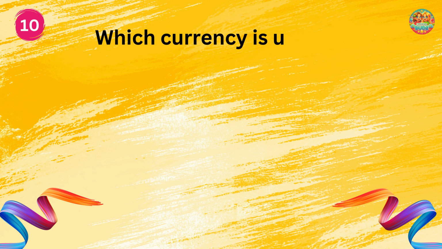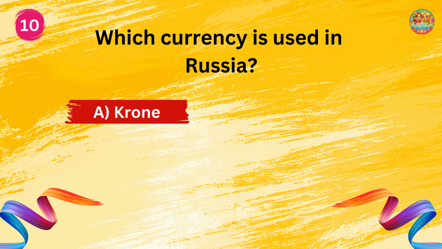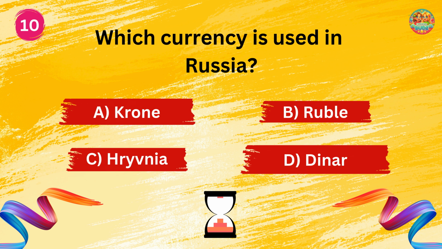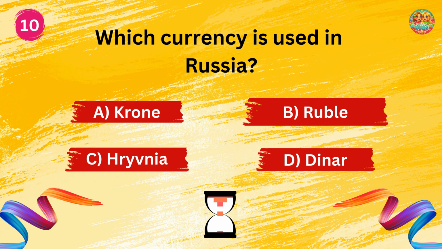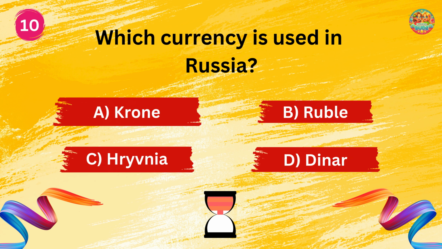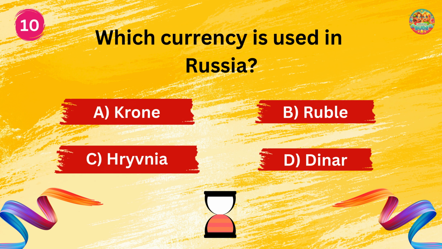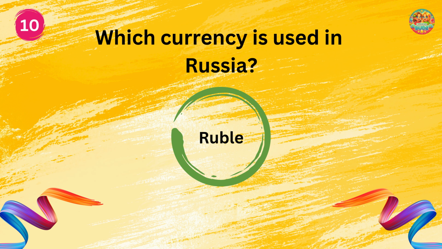Which currency is used in Russia? A. Krone. B. Ruble. C. Hryvnia. D. Dinar. And the answer is, yes, it's ruble.